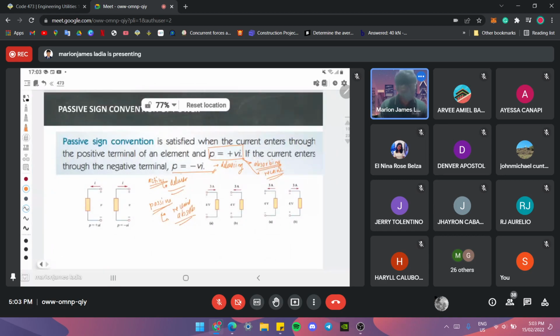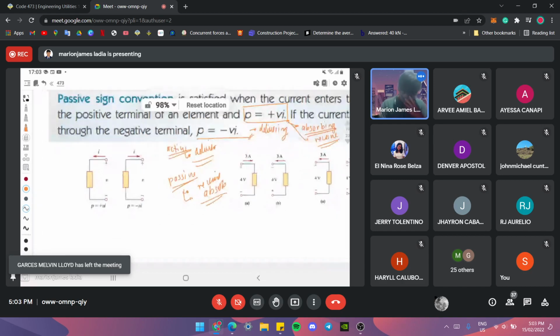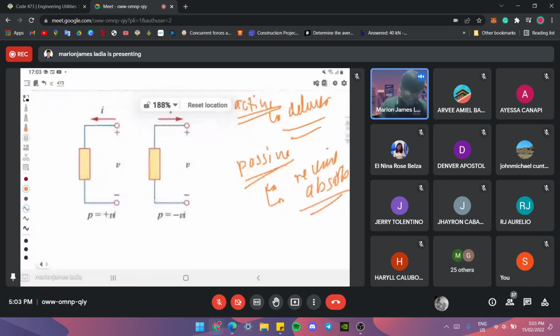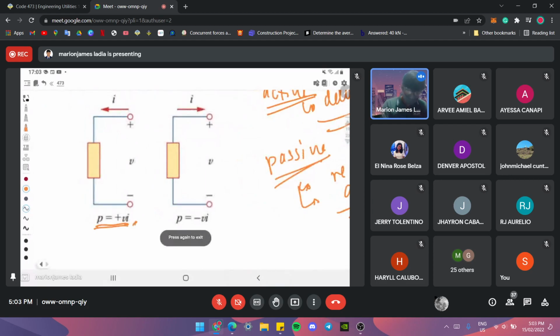So, from this diagram, I'll show you that this is positive VI. How is it positive VI? From the definition itself, it depends on where your current enters. Consider the two terminals of our element. Your I, as you can see, points out of the positive, but it enters, I should say, the terminal of our element.